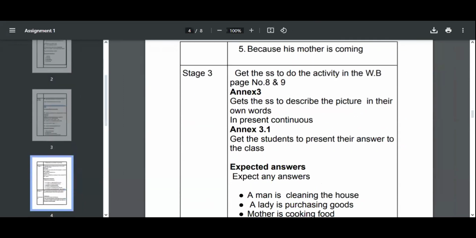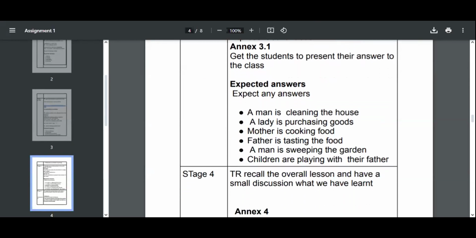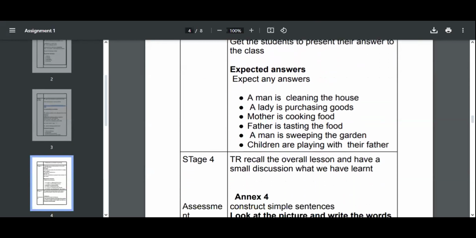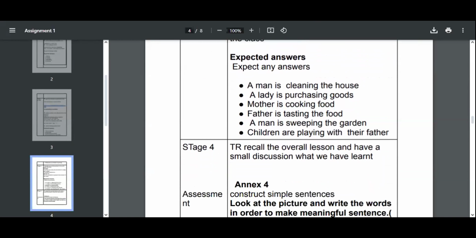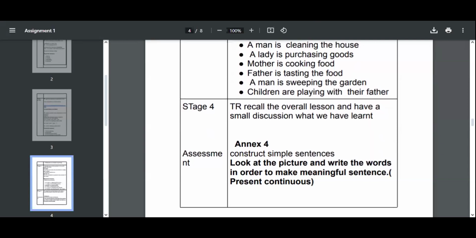Stage 3, get the students to do the activity in the workbook, page numbers 8 and 9. I have given it in Annex 3. Get the students to describe the picture in their own words in present continuous. It's in Annex 3.1. Get the students to present their answers to the class. Accept any answers. I have mentioned mine: A man is cleaning the house. A lady is purchasing goods. Mother is cooking food. Father is tasting the food. A man is sweeping the garden. Children are playing with their father.